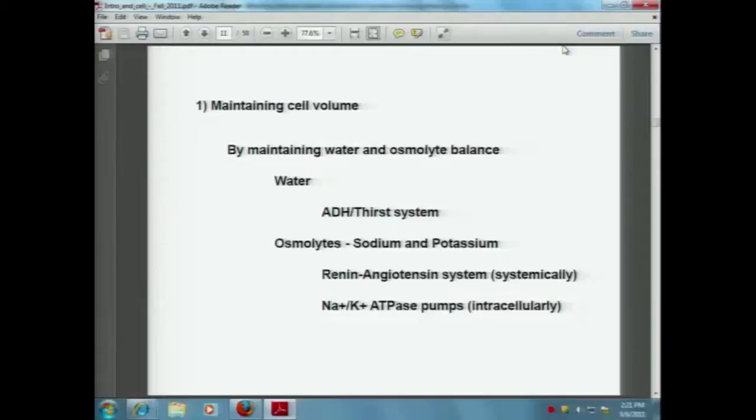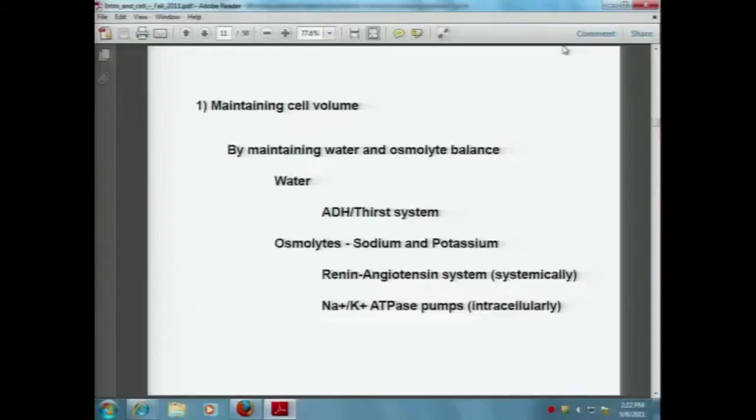In terms of these osmolytes, sodium and potassium, they are controlled both systemically and intracellularly. And systemically, they are controlled by our friend, the renin-angiotensin system. Okay? And the renin-angiotensin system is controlled by volume status. Okay? So when blood volume goes up, that registers a rise in blood pressure. All right? And if you remember, our renal baroreceptors sense when blood pressure goes up.